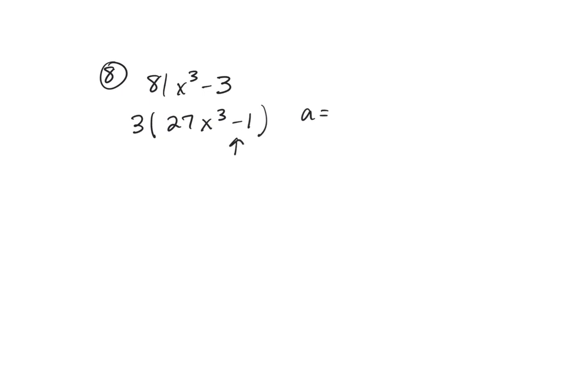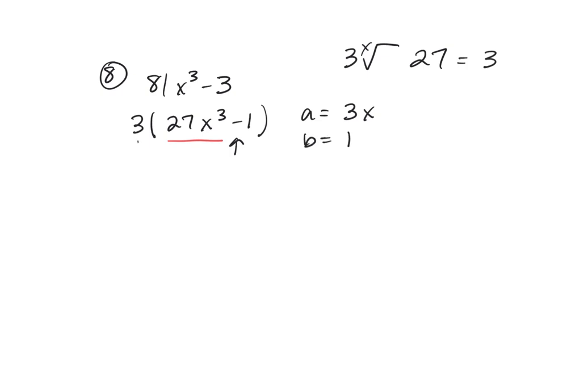So a is the cube root of my first term. So if I plug my 27 into my calculator using the 3, x radical, 27, I find the cube root of 27 is 3. And the cube root of x cubed is x, so a is 3x. And b is equal to the cube root of 1, which is 1.